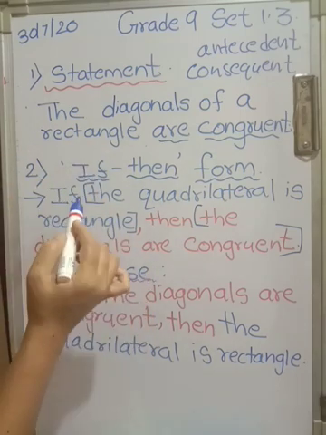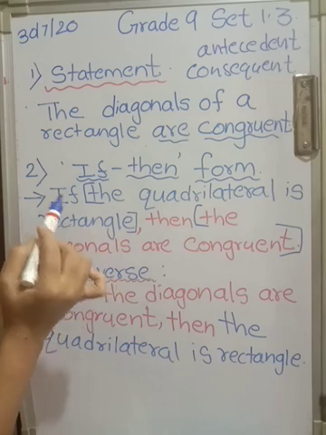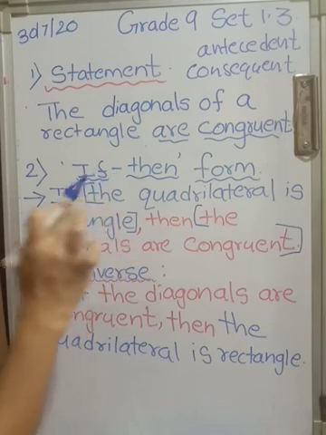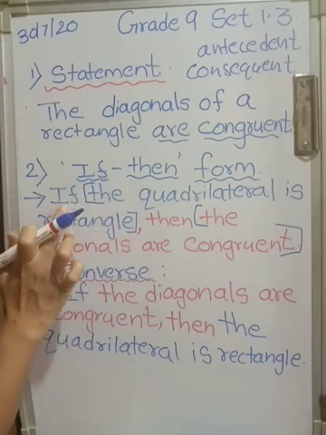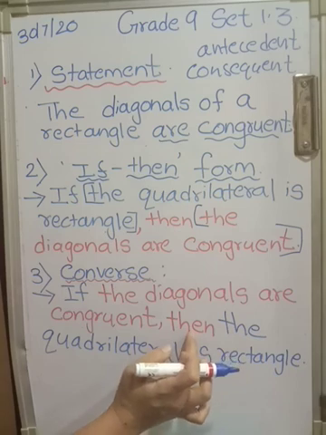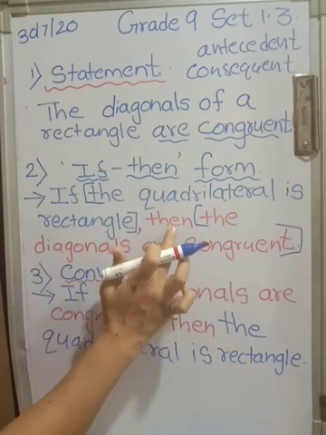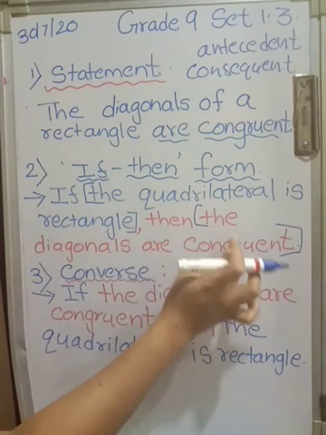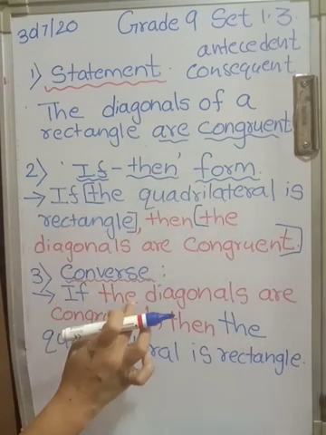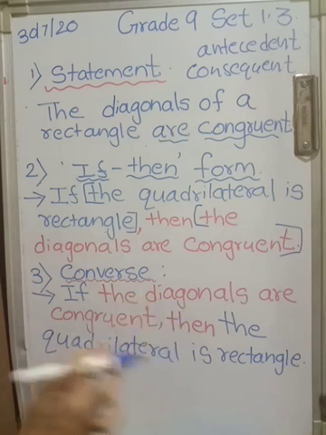For example, look at the same statement. If the quadrilateral is rectangle. So the quadrilateral is rectangle was following the word if. Now we are picking it up and putting it after then. Similarly, what was followed by then, this statement which is written in the red color, we are picking it up and putting it in front of if. This becomes your converse statement.